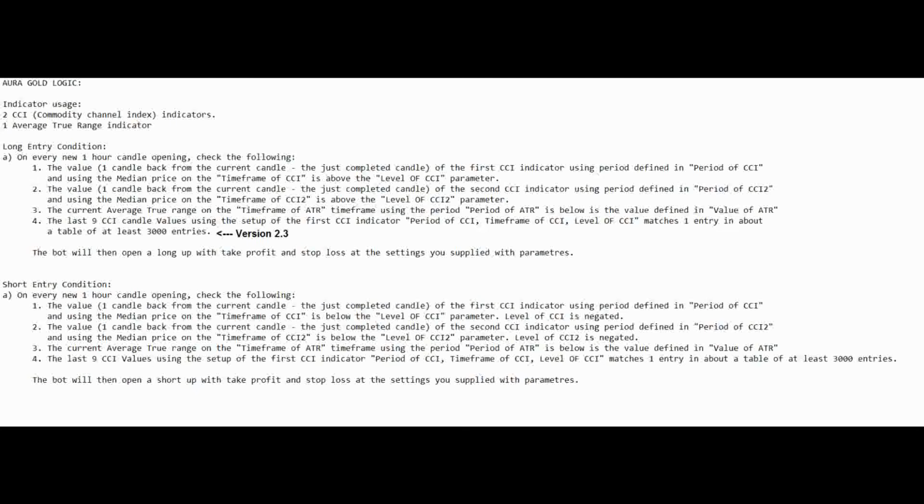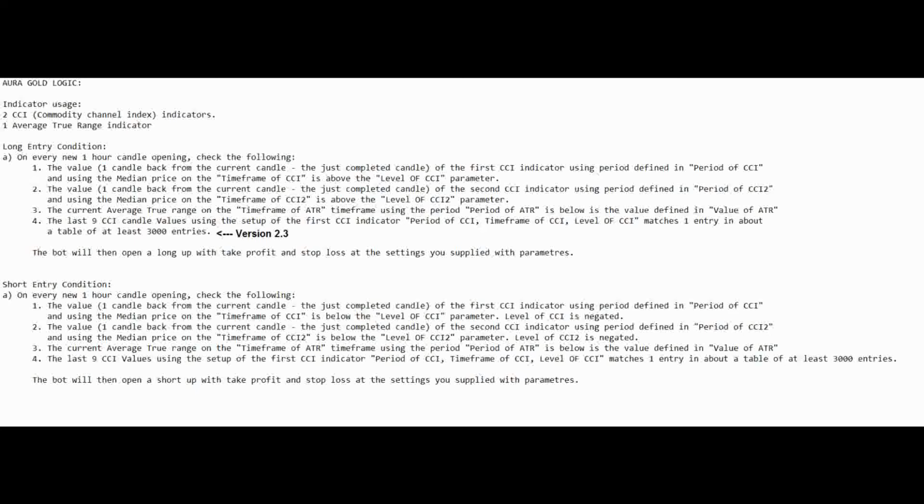For a long position, on every new 1-hour candle opening, it checks the following. 1. The value, 1 candle back from the current candle, the just completed candle, of the first CCI indicator using the period defined in period of CCI, and using the median price on the time frame of CCI, is above the level of CCI parameter. 2. The value, 1 candle back from the current candle, the just completed candle, of the second CCI indicator using the period defined in period of CCI2 and using the median price on the time frame of CCI2 is above the level of CCI2 parameter.